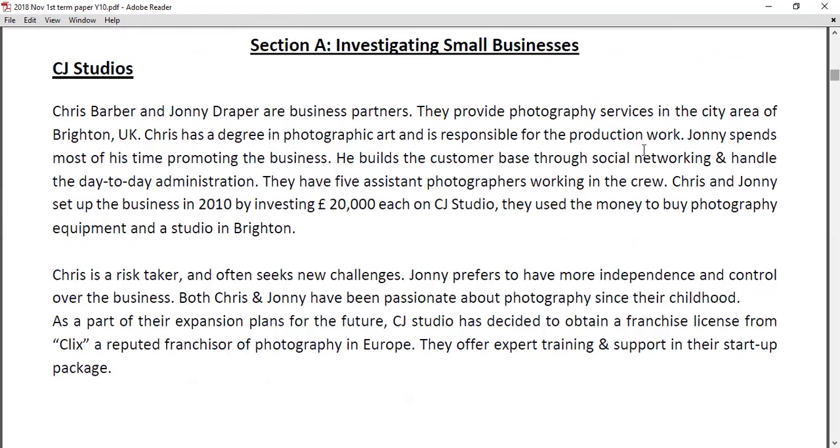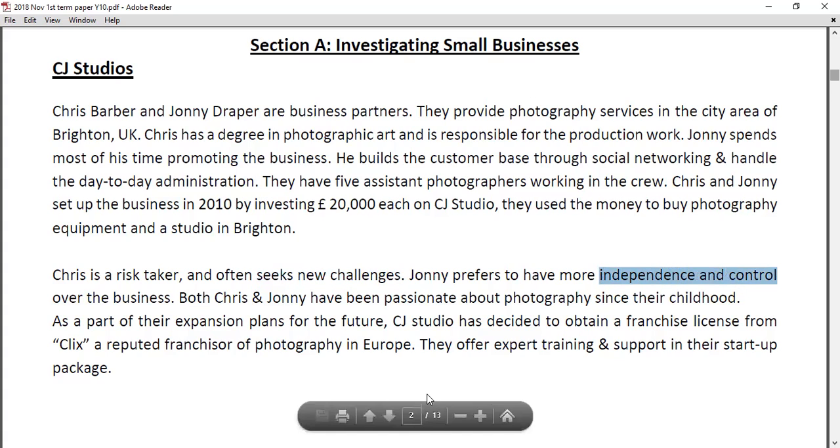I told you to highlight this thing, right? You can see especially here, Johnny prefers to have more independence and control over the business. And they have passion about photography, since these are the non-financial, right? They seek new challenges. So they have a couple of answers. You can see seeking new challenges, more independence and control, like this. So I've got 2 answers. So this is the first answer.